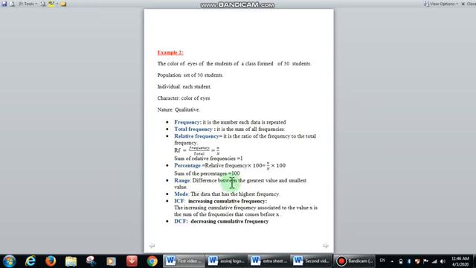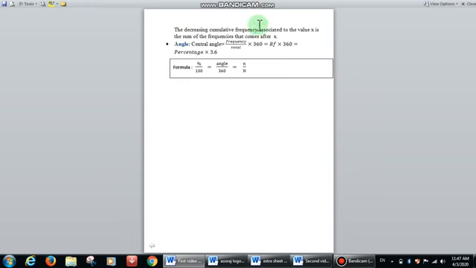The range is the difference between the greatest value and the smallest value. The mode is the data that has the highest frequency. Increasing cumulative frequency associated to the value x is the sum of frequencies that come before x. For decreasing cumulative frequency associated to the value x, it is the sum of frequencies that come after x.